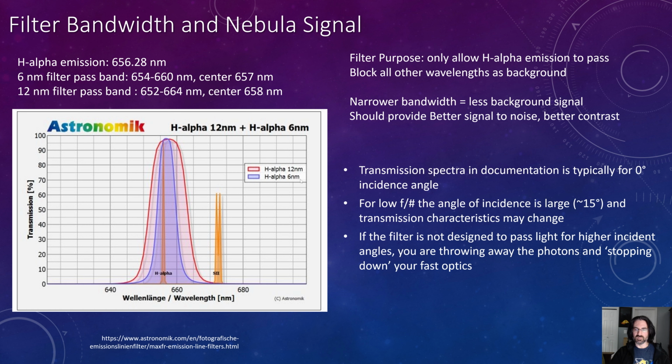Now, where this becomes challenging is that the transmission spectra that we see in documentation like this is typically for a 0-degree incidence angle. When we use things like the HyperStar that give us really low focal ratios, the angle of incidence is much larger in those cases, and the transmission characteristics of these types of filters change as a function of the incidence angle. So if the filter is not designed to pass light for these higher incidence angles, you end up reflecting all of that H-alpha light out, which has the same effect of shooting with a higher focal ratio scope.